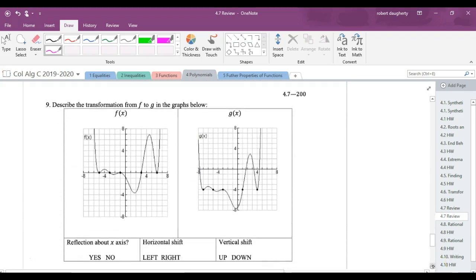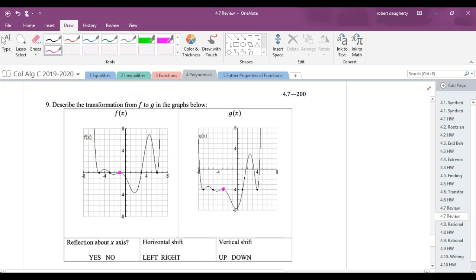And let's take a look at this graphical transformation. Describe the transformation from the left to the right, getting from F to G. So what I need to do is mark some point as a reference, okay? Let's just say, for example, let's take this point right here as a reference. Where could I find that on the new graph? On the new graph, that is sitting right here.